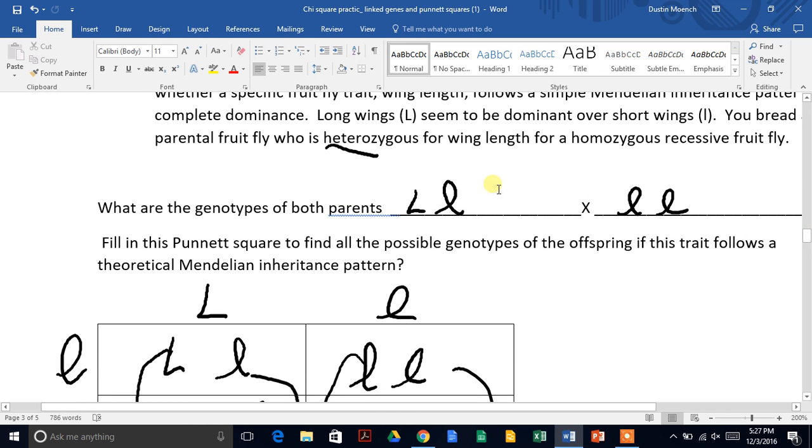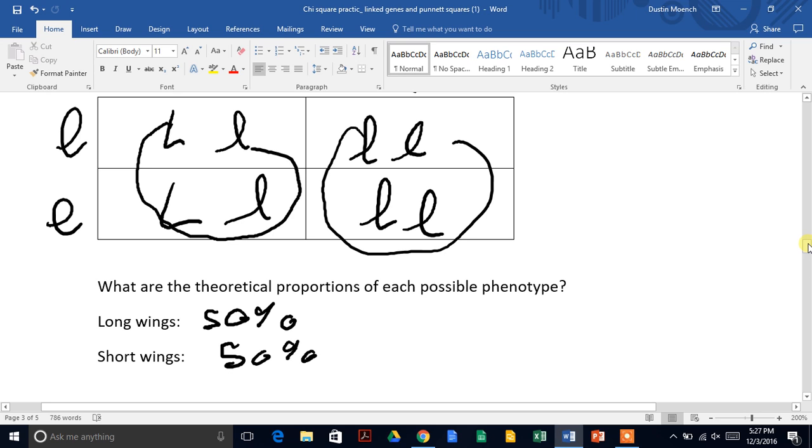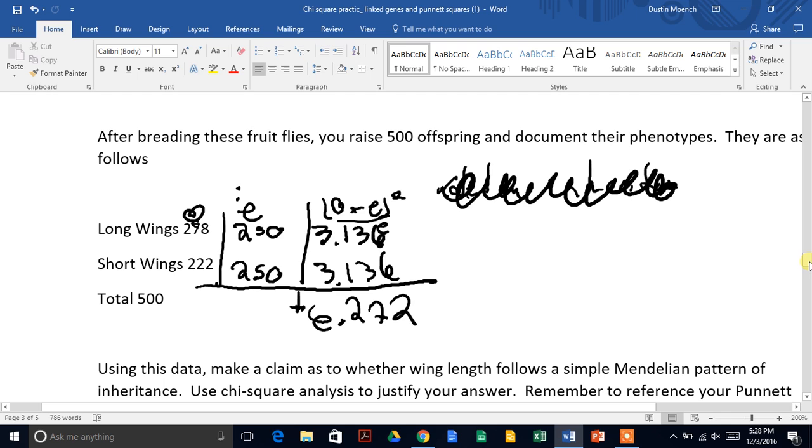So here are their genotypes: heterozygous and homozygous recessive. And here's our Punnett square. 50-50. Half of them have a 50% probability of getting long wings, 50% probability of getting short wings. So, after breeding fruit flies, we're raising 100 offspring, and these are their phenotypes, observed and expected.